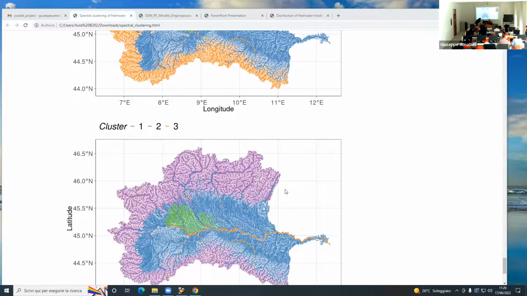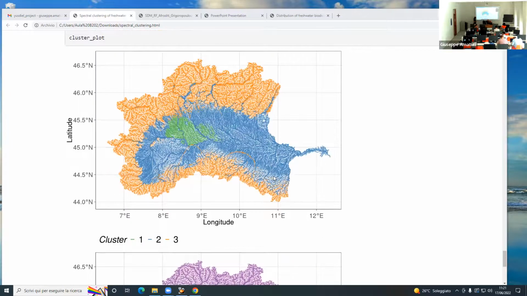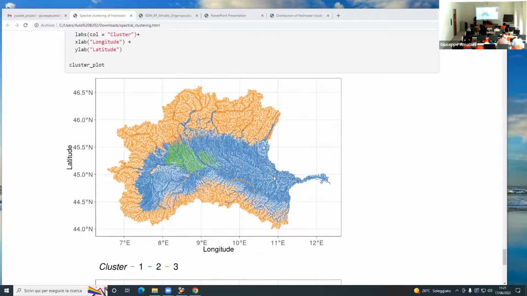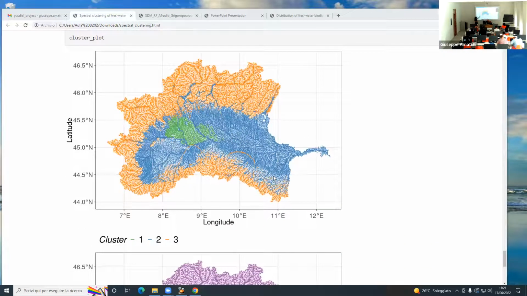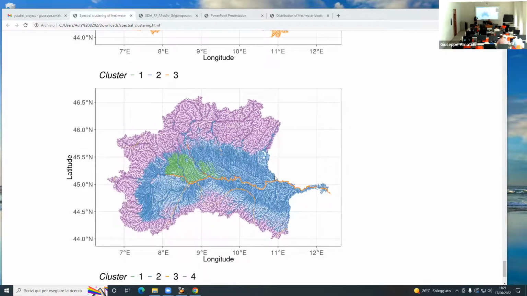Maybe. I also plotted the 4-cluster solution, and there it clusters really the main channel of the river, or the subcatchments along the main river. So the river became a cluster on its own? Yeah. That's 3 clusters, and then the 4 clusters, which was suggested by the silhouette score. Okay, that's cool.